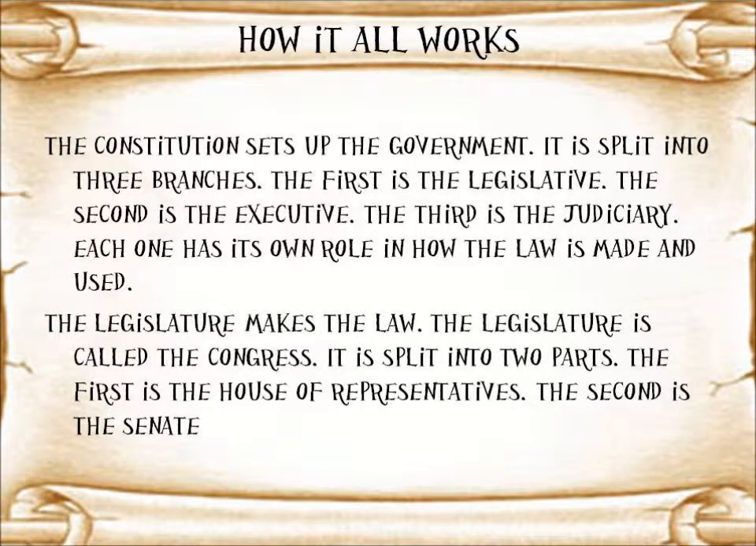How it all works. The Constitution sets up the government. It is split into three branches. The first is the legislative, the second is the executive, and the third is the judiciary. Each one has its own role in how the law is made and used. The legislature makes the law. The legislature is called the Congress. It's split into two parts. The first is the House of Representatives, and the second is the Senate.